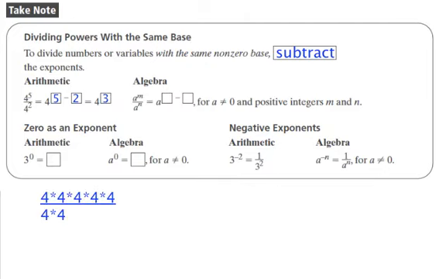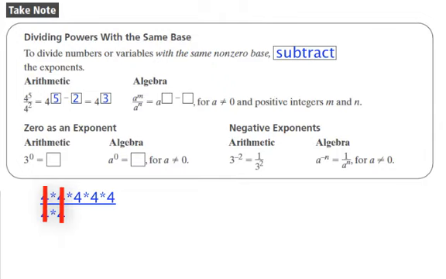We can prove this by writing out what 4 to the 5th is. That is 4 times 4 times 4 times 4 times 4 over 4 to the 2nd, which is 4 times 4. Now we can cancel out 2 4s on the top and 2 4s on the bottom, so we end up with 4 to the 3rd on the top, which means our answer is 4 to the 3rd.